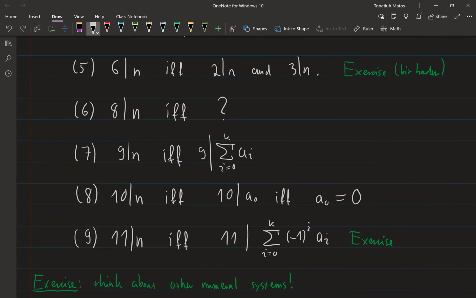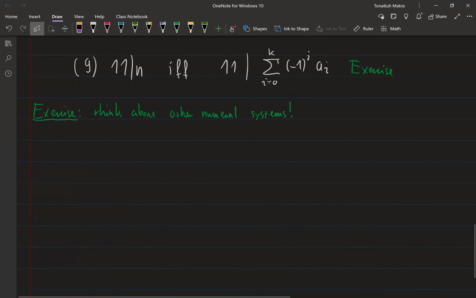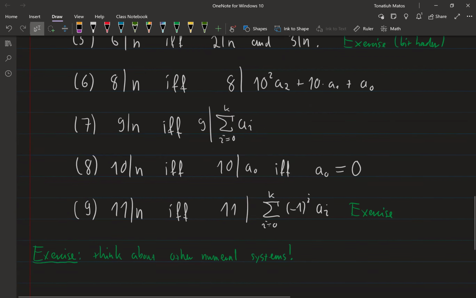So if you reduce powers of 10 mod 8, well, 100 still doesn't cut it, but 1000 is divisible by 8, and so are all bigger powers of 10. So here, the basic idea is you have to look at the last 3 digits: A2 plus 10 times A1 plus A0. A number is divisible by 8 if and only if the last 3 digits are divisible by 8 as a 3-digit number. So these are most divisibility criteria.